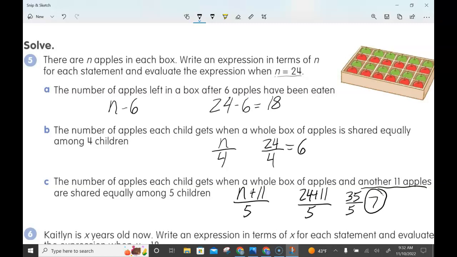So we can see how this could be carried out in a real-world situation. And so this concludes the video on evaluating algebraic expressions. If you have any questions about this concept, please come and see me.